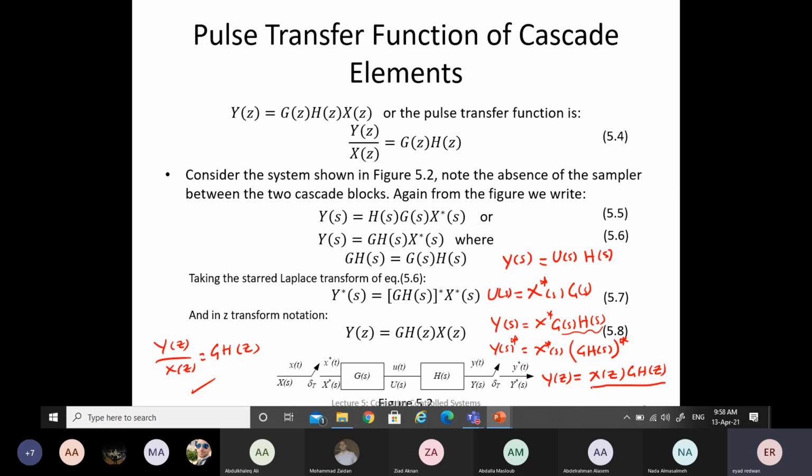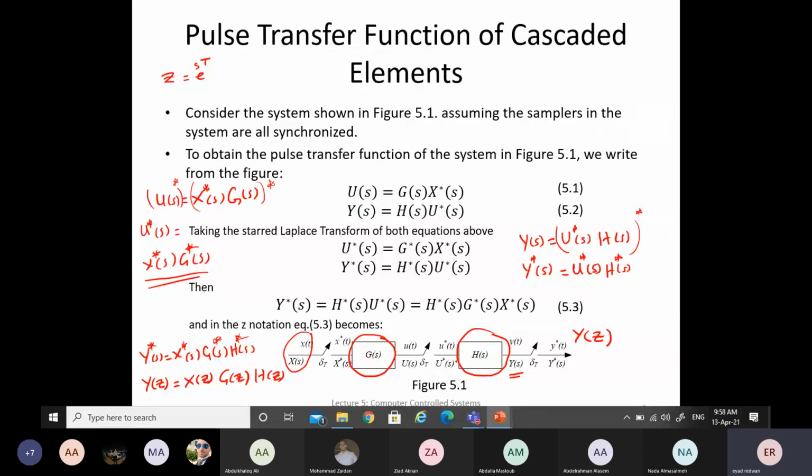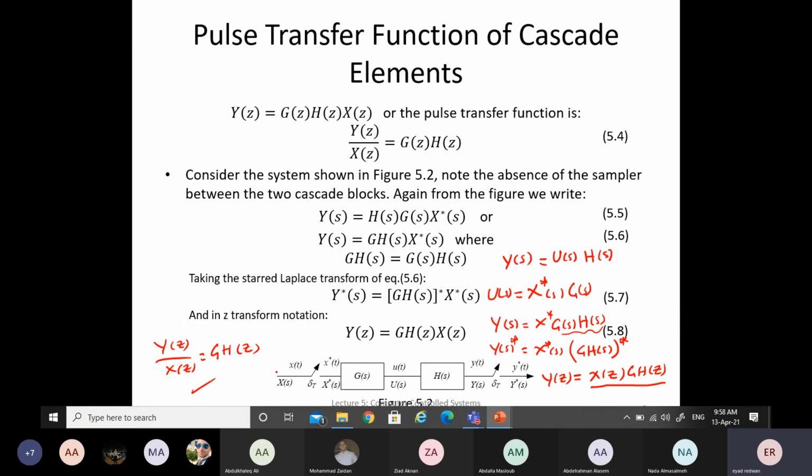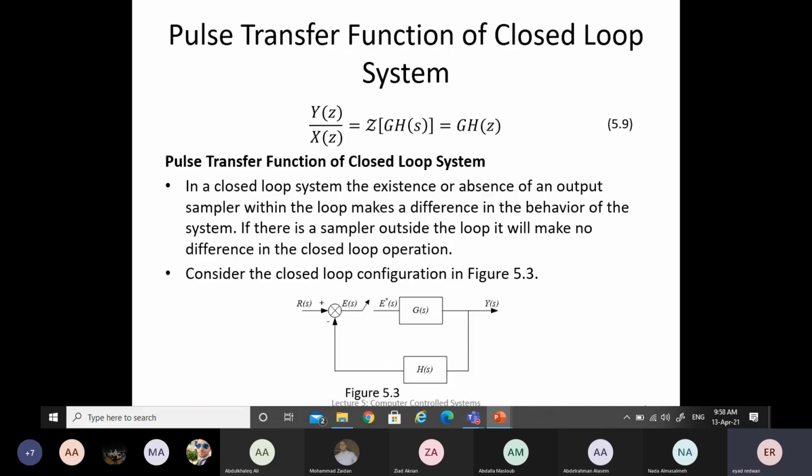Compare this result with the previous result, where we wrote X of z G of z H of z. I said the z transform of this times this times this. Here, the z transform of this times the z transform of this times this, and you have to multiply these two first, then find the z transform for it to find Y of z.